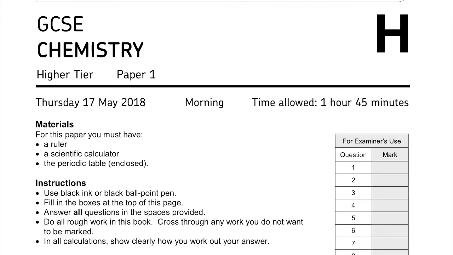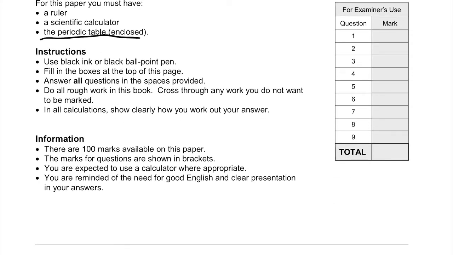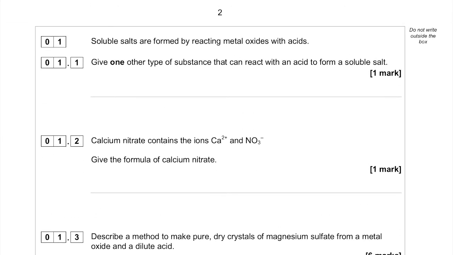So, main thing to look for is you do have a periodic table that you can use, which I probably should prepare. And aside from that, you need a calculator, which I also have not prepared. So I'm gonna go grab that. Right, so the 100 marks available on the paper, which is standard. So without further ado, let's get started.